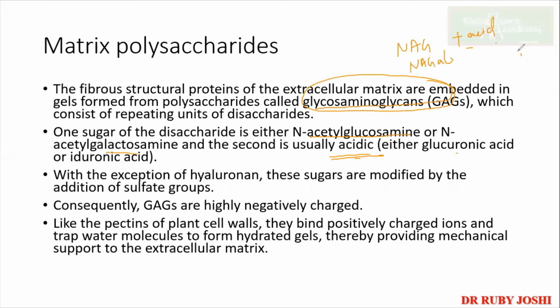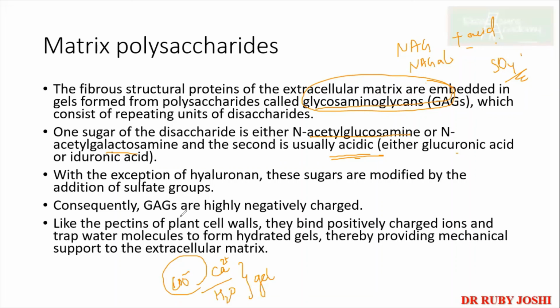Now there are certain exceptions. For example, with the exception of hyaluronan, these sugars are modified by the addition of sulfate groups. So because of the sulfate groups, what happens? Then they become negatively charged. Now, as we saw in the case of the plant cell, the pectins were having glucuronic acid, right? So they were also having the negative charge. This negative charge was in association with calcium 2 plus, retaining the water, and hence it was becoming a gel-like structure, right?